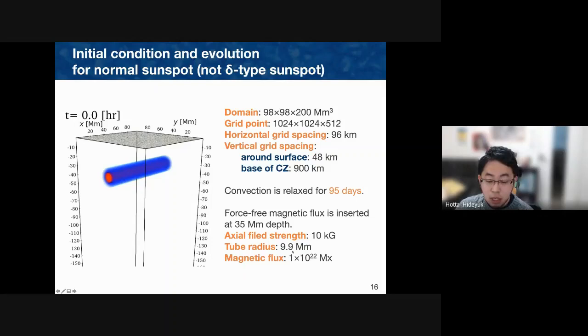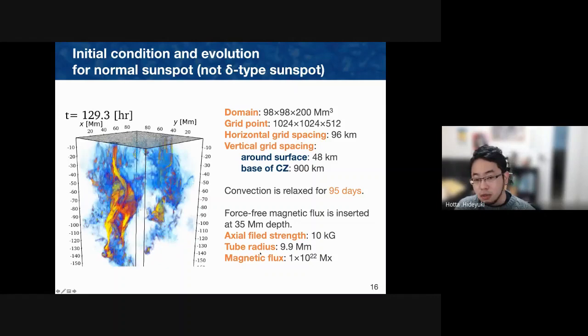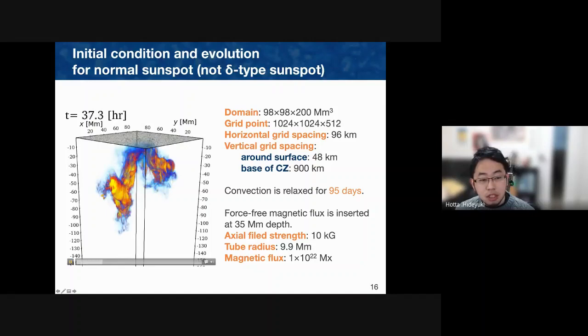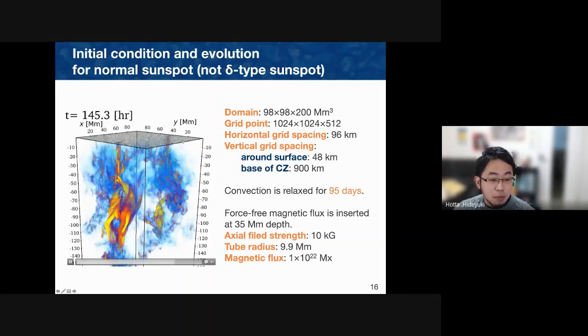This is the evolution of the sunspot flux tube. The convection distorts the flux tube. You can download this movie from the link in the chat. So convection distorts the magnetic flux tube. This is the magnetic field strength, and at the surface I show the emergent intensity, and you can see the sunspot formation.